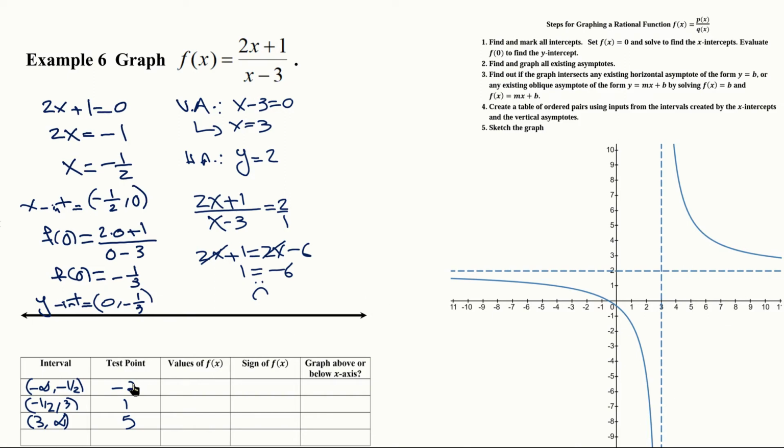So let's go ahead and plug in negative 2. So we get 2 times negative 2, which is negative 4, plus 1 over, this is when x is negative 2, right? Over negative 2 minus 3, right? So we get negative 3 over negative 5, which becomes positive 3/5. All right.